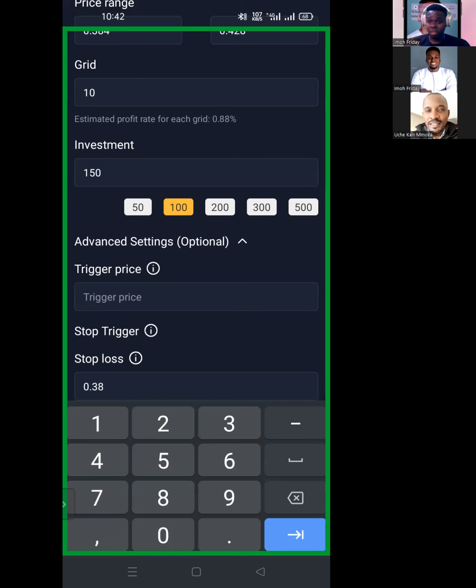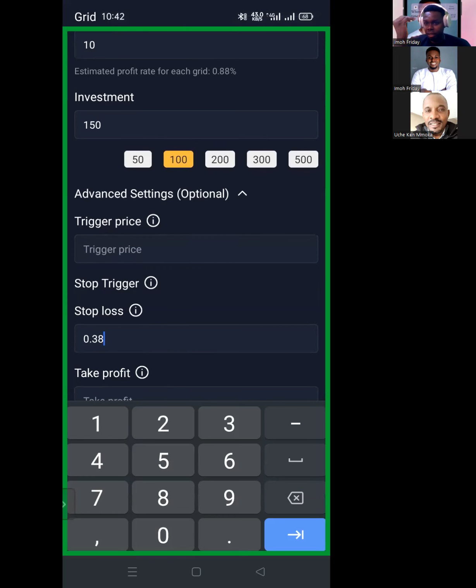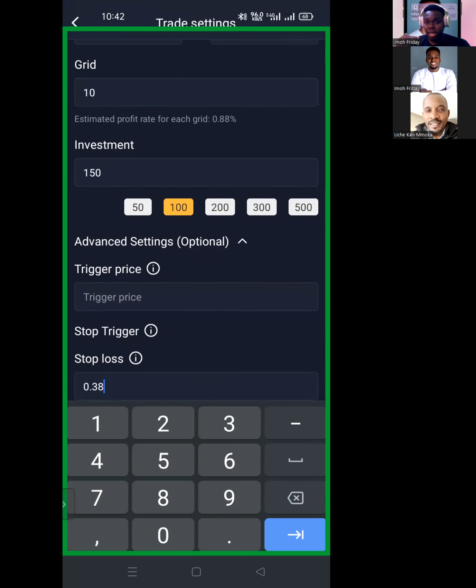So I'm not entering this now because I already have the one I took last. It's currently on it because the price has actually dropped, but it has not gone below to hit my stop loss. If I hit my stop loss, I will be out of that trade. But I'm happy where it is. When the price goes up in my range that I set, I'm going to make money.